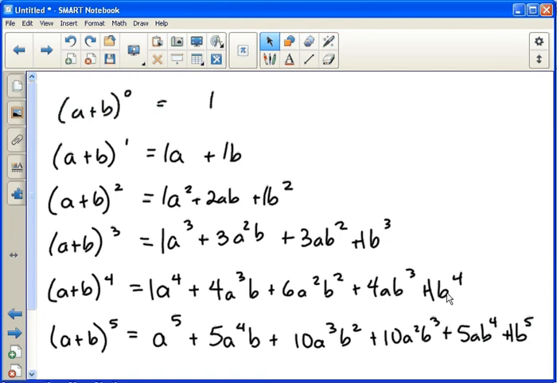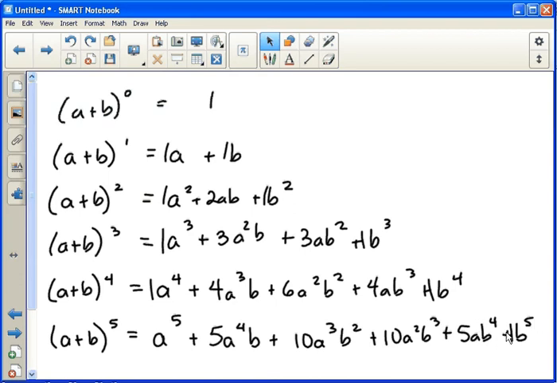Another thing you may notice is that if you add the exponents together in each individual term, they'll always add up to this number right here. Here it's just 4. Here it's 3 plus an understood 1, that's 4. 2 plus 2 is 4. An understood 1 plus 3 is 4, and then 4. If you notice, it's the same thing down here in the one that goes to the fifth. 5, 4 plus 1, 3 plus 2, 2 plus 3, 1 plus 4, and just 5 by itself.